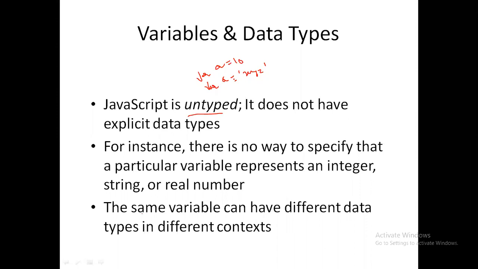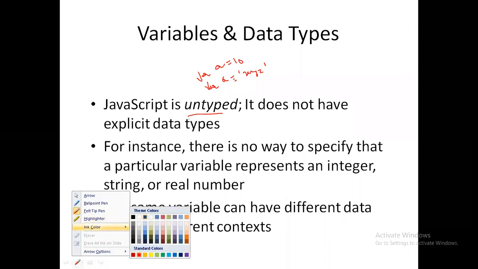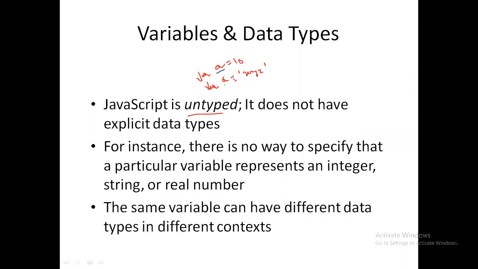Now if you see what is happening over here: here I have a, and here you have a. The third statement says that the same variable can have different types in different contexts. So here the same variable is there, but the value is different. This has become an integer, and this is a string data type. This kind of thing can only happen in a scripting language like JavaScript. In Java, C, or C++, this is not possible.